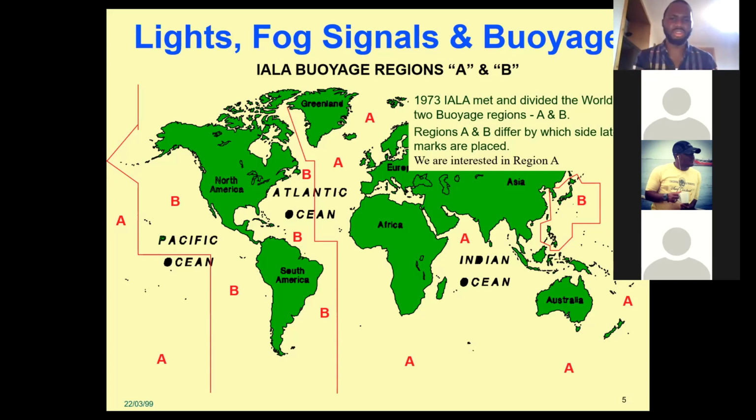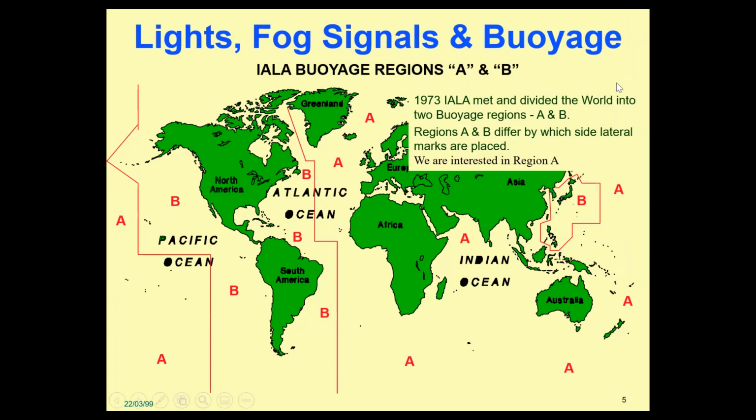Which countries use Voyage region A? Right now I'm going to be more interested in region A, because it's what we're used to, but to get an unlimited license you must be familiar with both region A and region B, if you know what I'm saying. So looking at the map here, I'm just going to minimize this now.